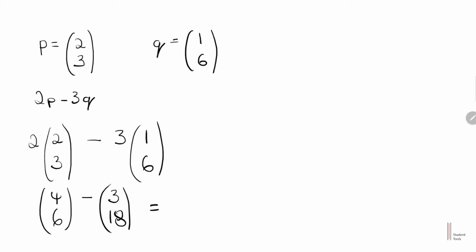So this is equal to 4 minus 3, we have positive 1. 6 minus 18, we have a negative 12. And that is just how we do it for this question. Easy peasy. Next question is question 4.